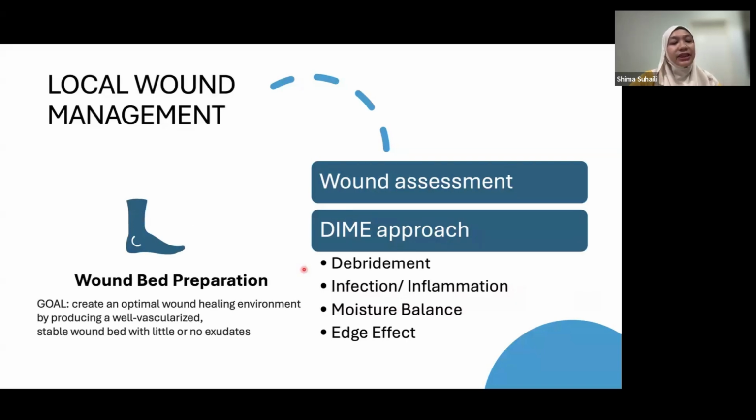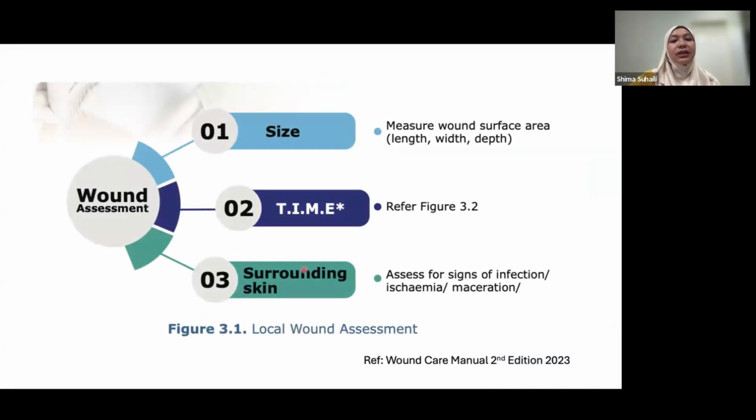Dalam wound bed preparation ni, our goal is to create an optimal wound healing environment supaya luka itu dapat sembuh. Ada dua important components here. First is the wound assessment and number two is the time approach. Okay. Wound assessment, okay, ada 3 komponen penting. Yang pertama adalah to measure the size. Number 2 adalah the time assessment and number 3 adalah the surrounding skin assessment.